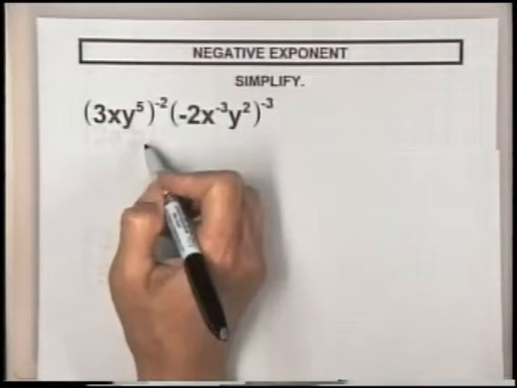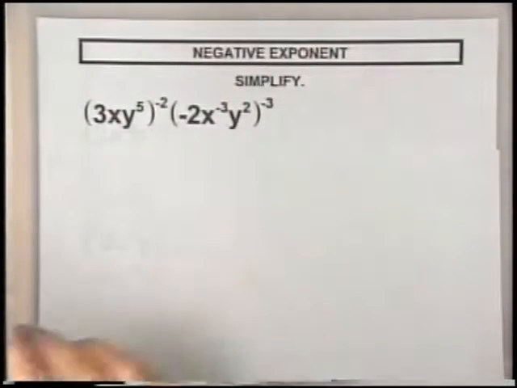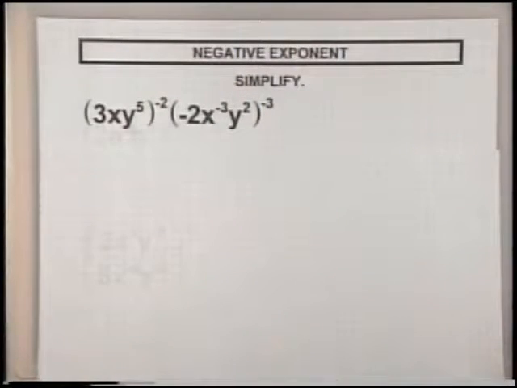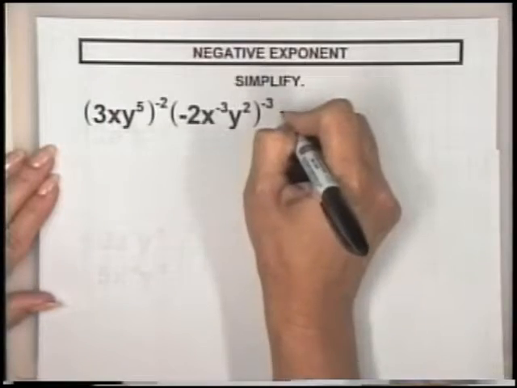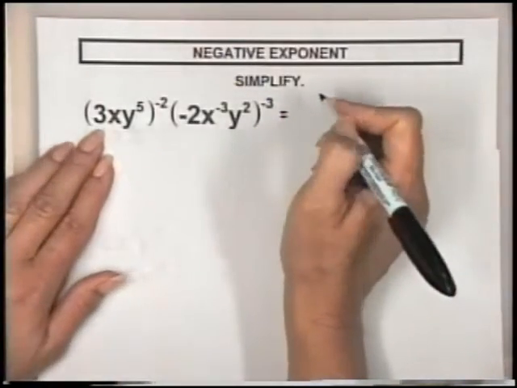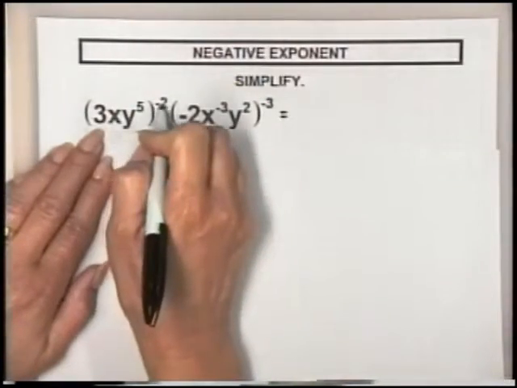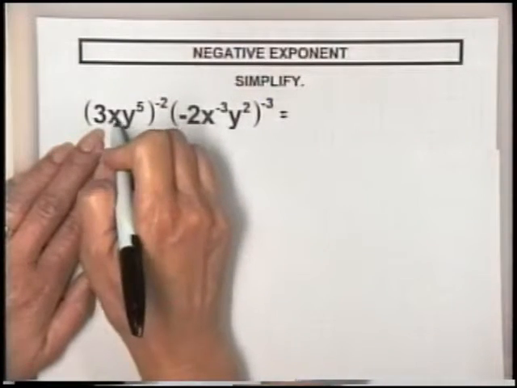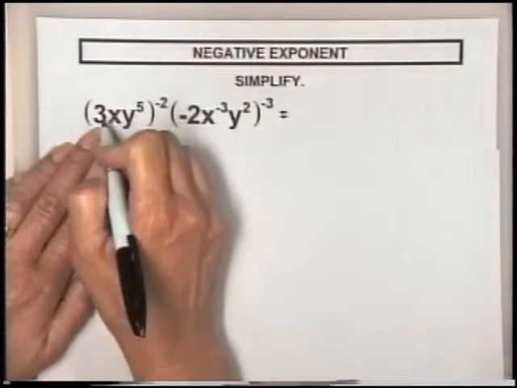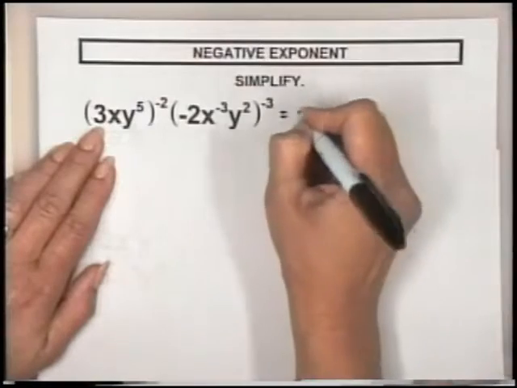Well, for this problem, I have a product raised to a power times a product raised to a power. When I have a product raised to a power, usually what I do is go ahead and apply the power to each factor. So let's do that. I will apply the negative 2 to the 3 to the x to the y to the 5th.